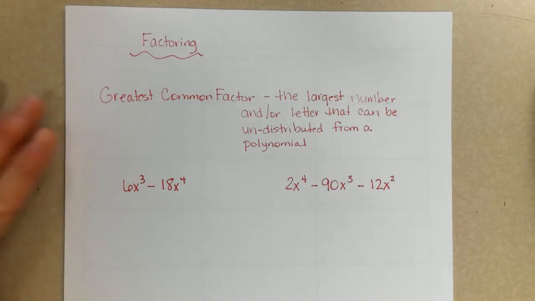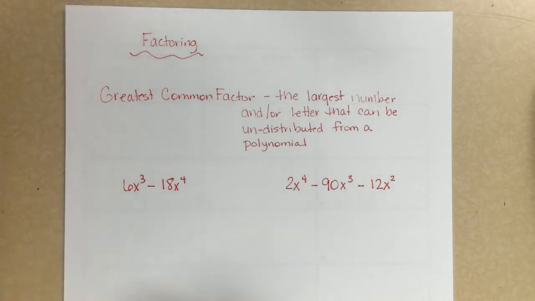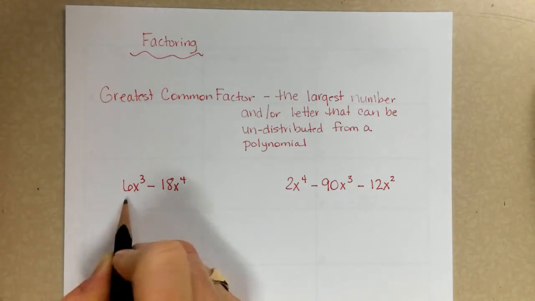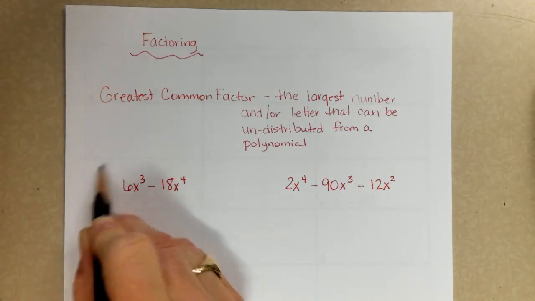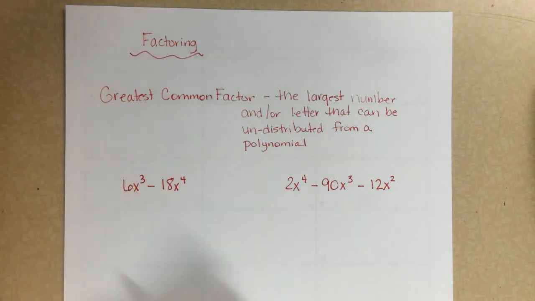Alright, so we're going to talk about factoring. Two types today. First is the greatest common factor. The greatest common factor is the largest number and/or letter that can be undistributed from a polynomial. So we are doing the distributive property in reverse. We're looking for what they distributed in, and we'll know that because it's in every piece. Remember, what you distribute comes to each piece.